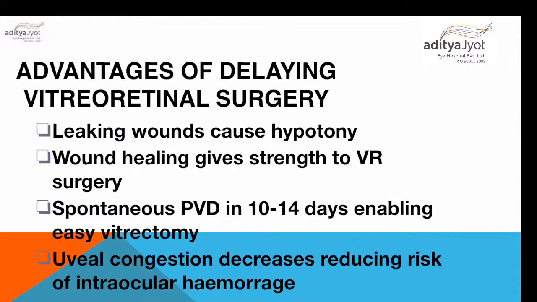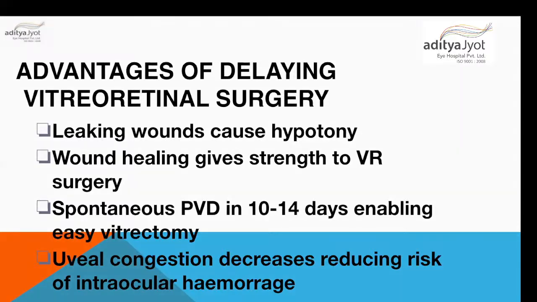Wound healing gives strength to the vitrectomy surgery, and a spontaneous PVD actually probably happens in a week. So Dr. Ferenc Kuhn advises, and I also follow the current trend, to operate within 6 days. That means around the 100th hour, we want to do the second repair. And uveal congestion decreases, reducing the risk of secondary hemorrhage.